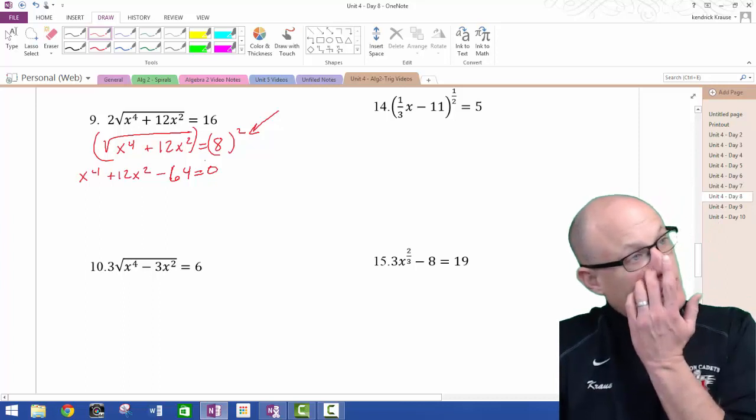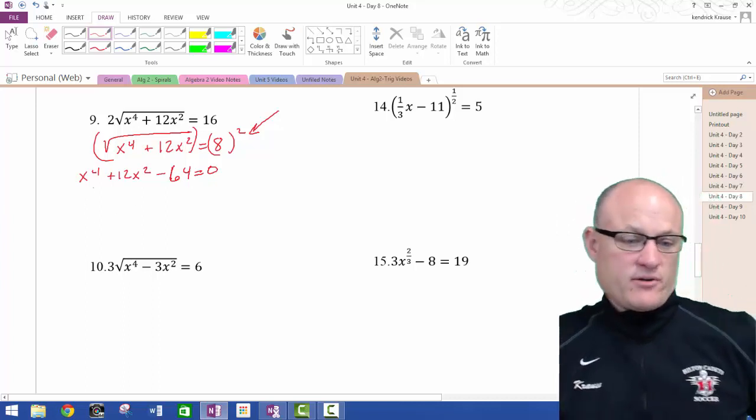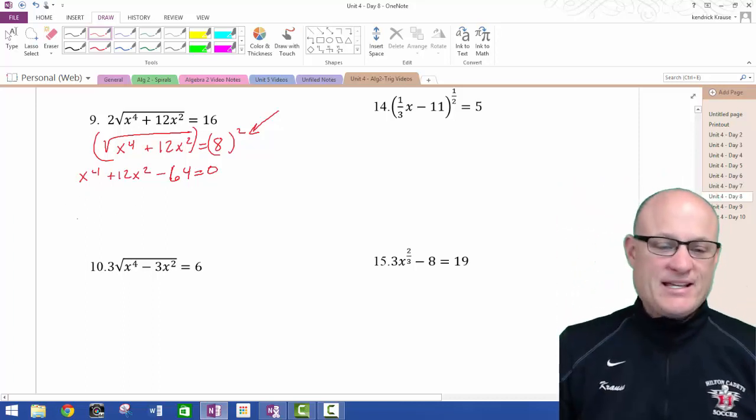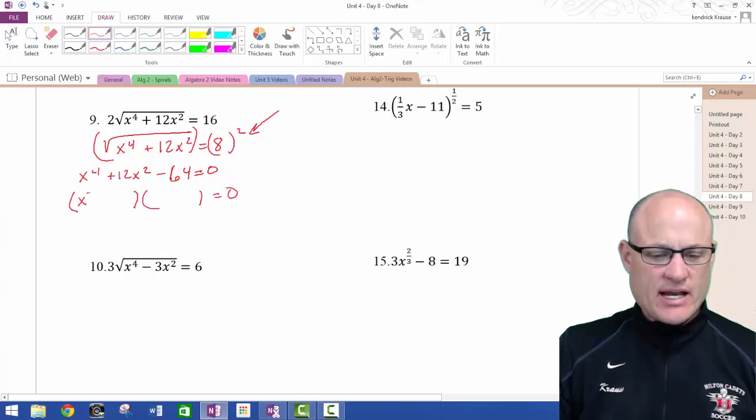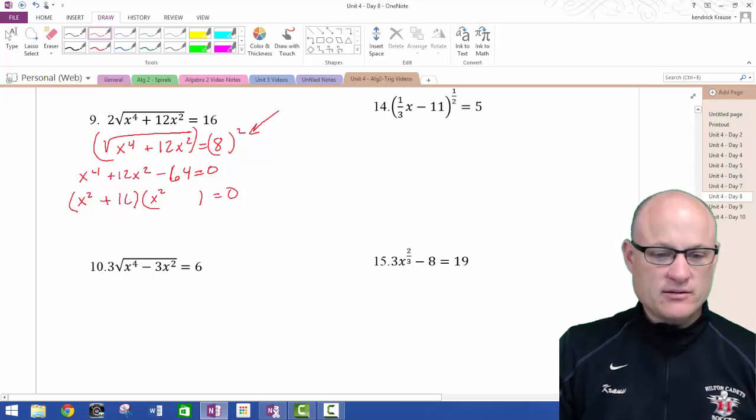Now this is where all the crazy crying comes into play, because you're having a hard time with this x to the fourth. It's factored exactly the same way as the other ones, except instead of x and x, you're going to have x squared and x squared. And it's going to be a positive 16 and a negative 4.